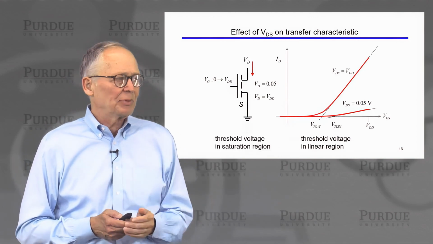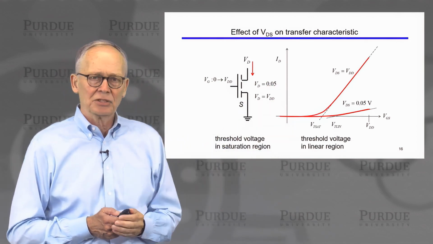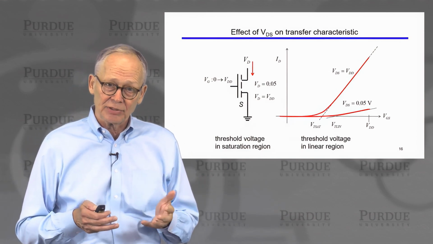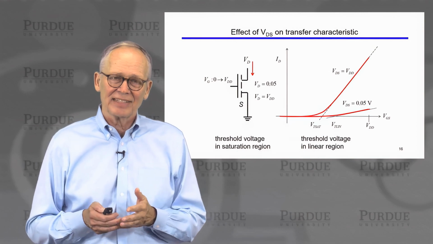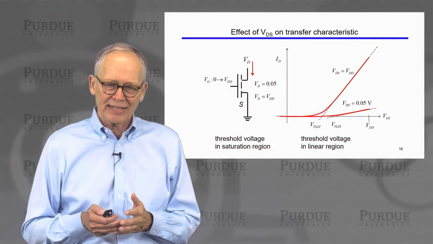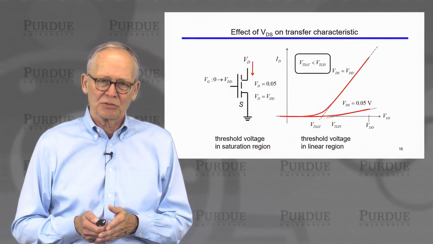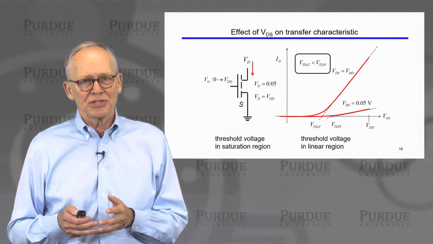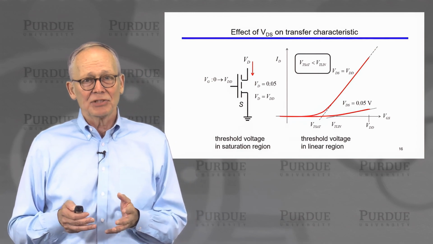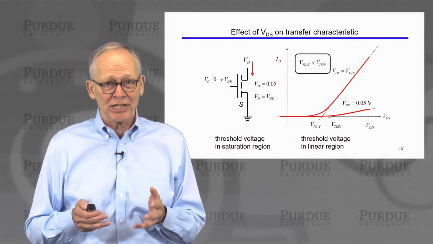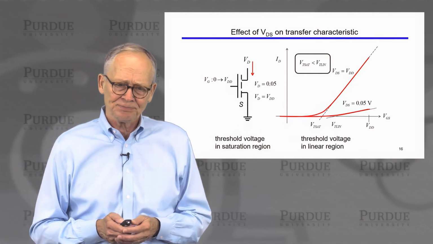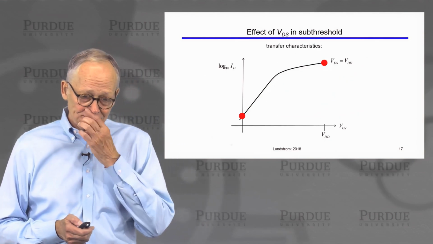If I were to extrapolate this straight line to the origin and determine the threshold voltage, I would find that the threshold voltage is different. This difference is not a desirable effect. We generally find that the threshold voltage in the saturation region is smaller than the threshold voltage in the linear regime. We'd prefer to have a transistor whose threshold voltage doesn't change when we change the voltage on the drain of the transistor. So that's not a desirable effect.